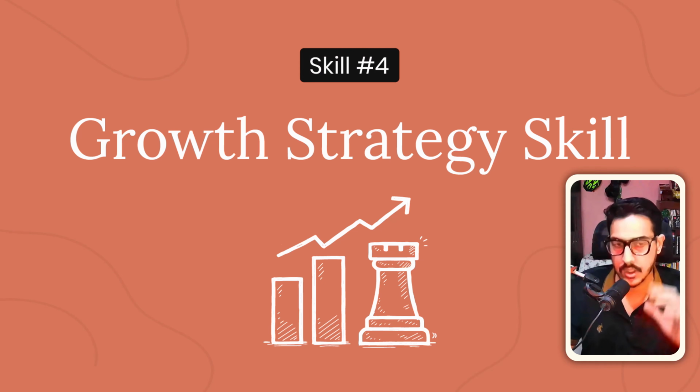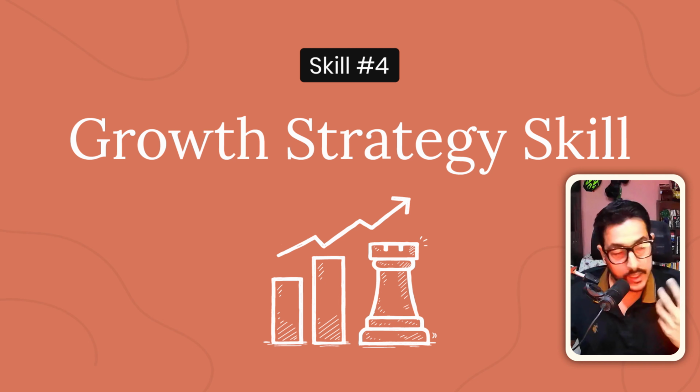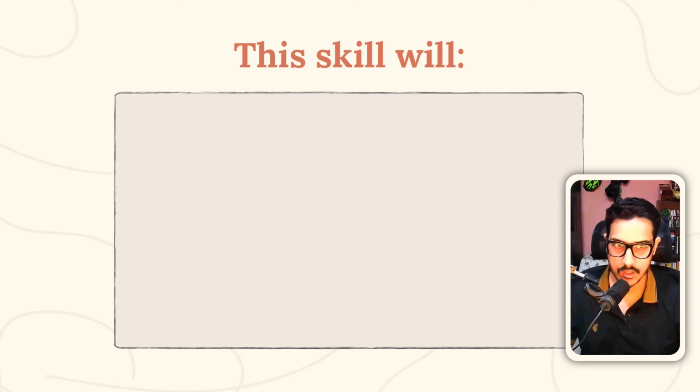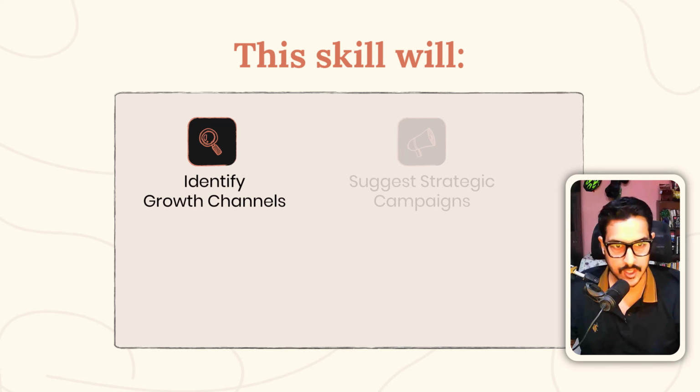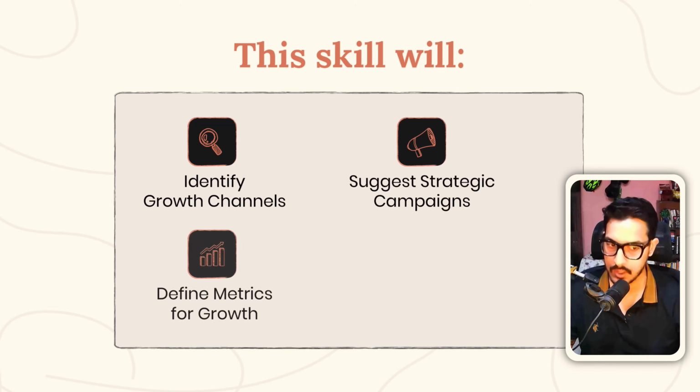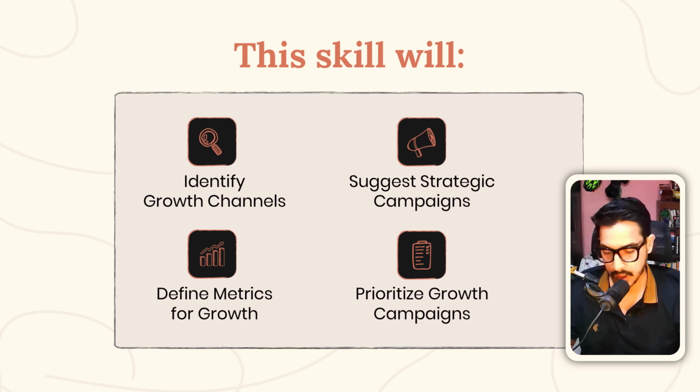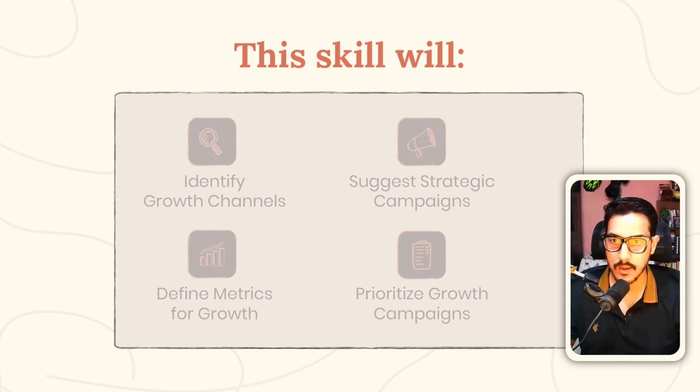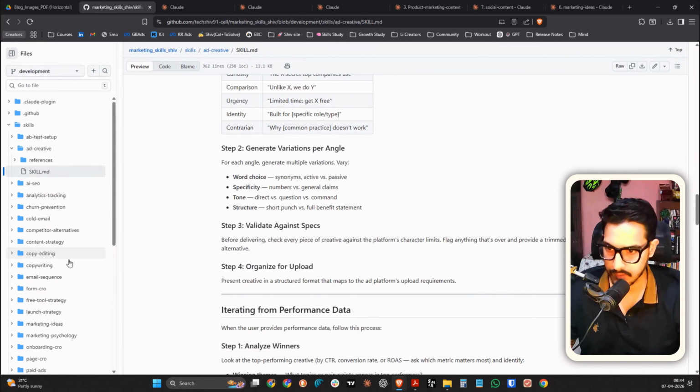The next is growth strategy skill. When I say growth strategy, what I mean here is ideas for growth, unconventional ideas on how we can get more customers. So you can also call them marketing ideas. This skill will identify the growth channels, it will suggest what campaigns, it will define metrics, and it will also prioritize those growth campaigns. Now, within these skills, the name of the skill is marketing ideas.